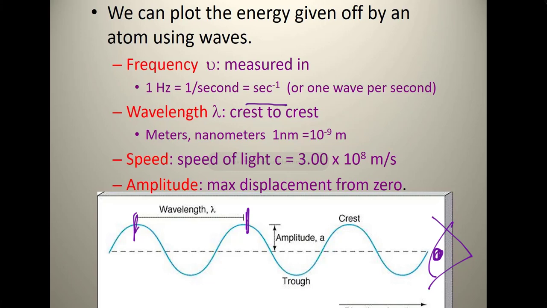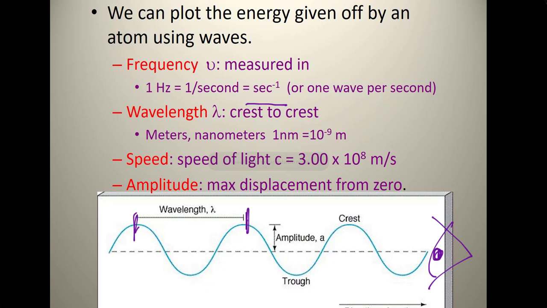Wavelength, as I already pointed out, is from crest to crest, and it is represented by the Greek letter lambda. It looks kind of like a funny looking h that is maybe going backwards. And this is measured in meters or nanometers. We often will use nanometers in our calculations. So make sure that you remember that 1 nanometer is equal to 10 to the negative 9th meters.